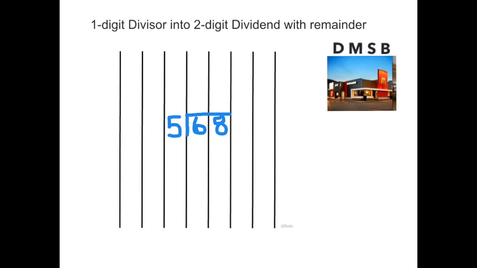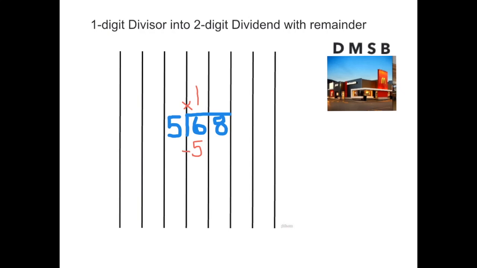First thing we're going to do is look at our divisor of 5 and look at the first digit we see in our dividend, which is a 6. Does 5 divide into 6 without going over? The answer is yes. Therefore, we're going to start dividing. 6 divided by 5 equals 1. I just divided. Now I'm going to multiply. 1 times 5 is 5.